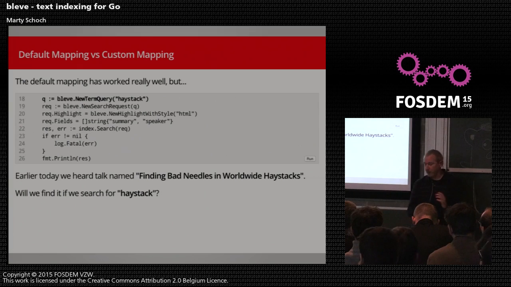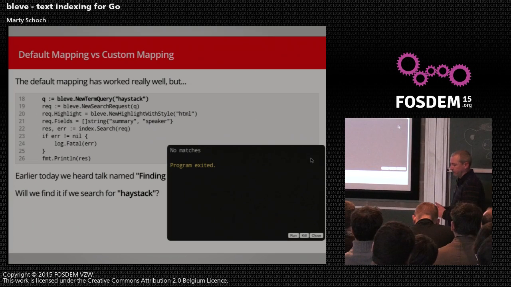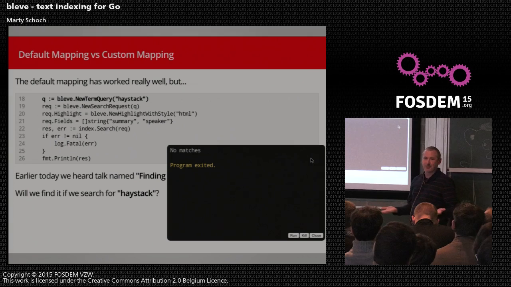So there was a talk earlier today, finding bad needles in worldwide haystacks. And so let's say, what if we wanted to search for just haystack? Is it going to find it? Let's try it. It's not going to find it right now. Anyone have a guess as to why it didn't find it? Right. So fuzzy would be one approach that would also accomplish the same goal.